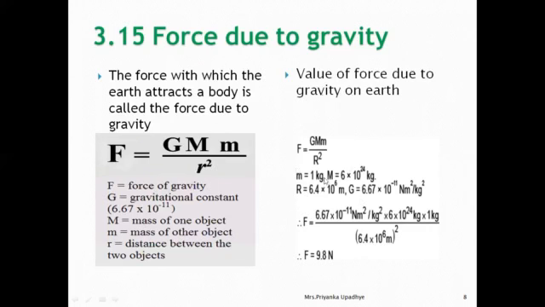If we consider the mass m as 1 kg, and capital M, the mass of the earth, is 6 into 10 raised to 24 kg, and the distance between the 1 kg mass and the earth is 6.4 into 10 raised to 6 meter, then G is the gravitational constant. The value is 6.67 into 10 raised to minus 11 Newton meter square per kg square. So if you substitute, you will get the value of F as 9.8.